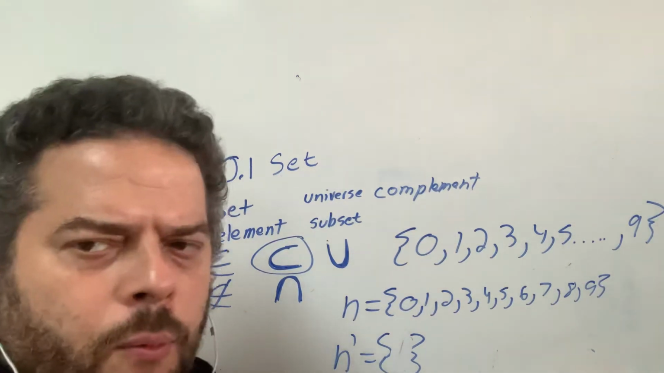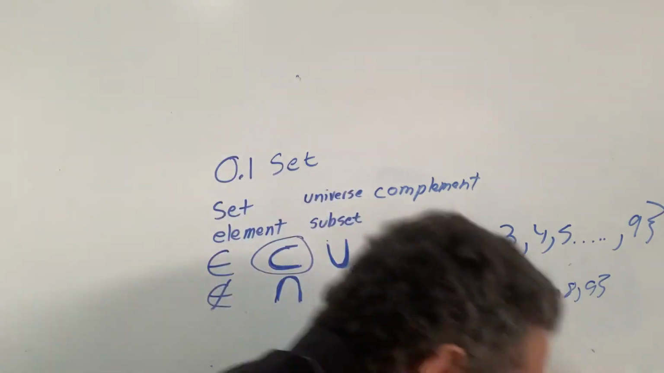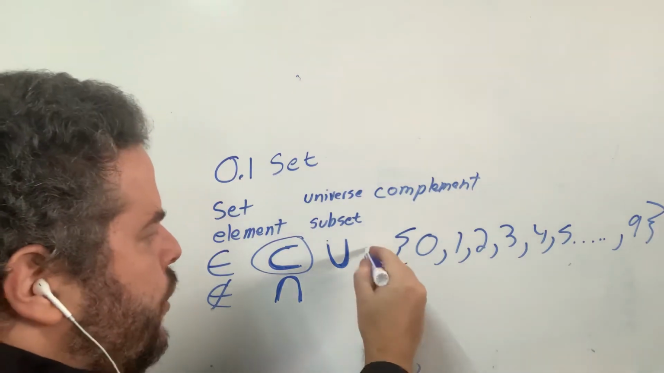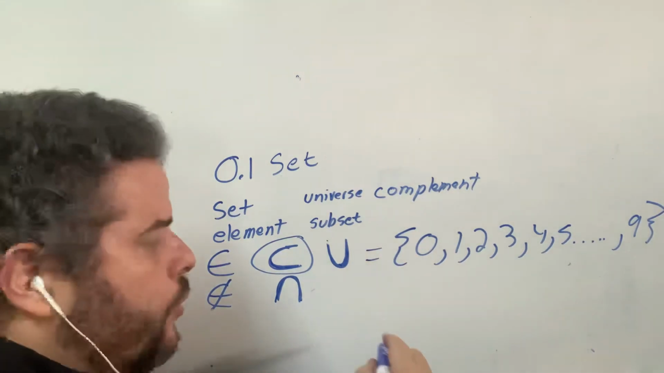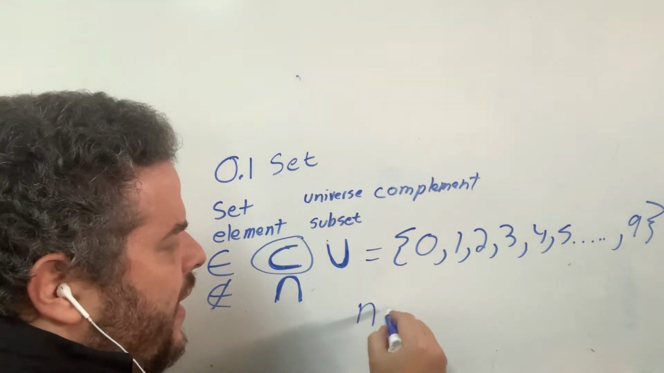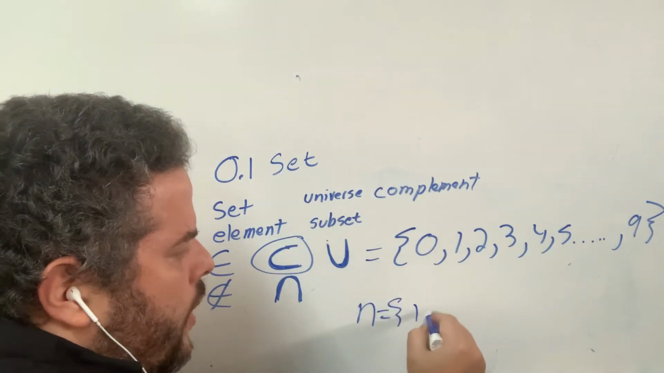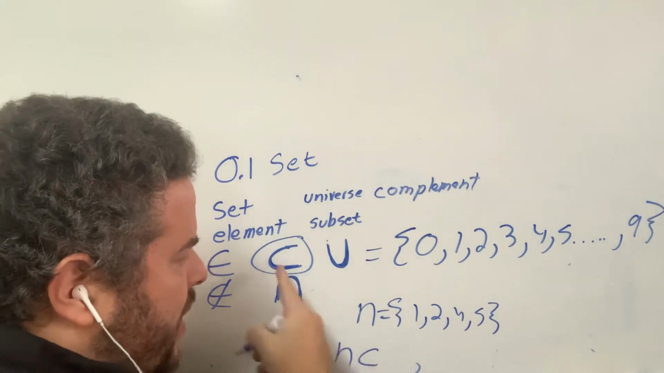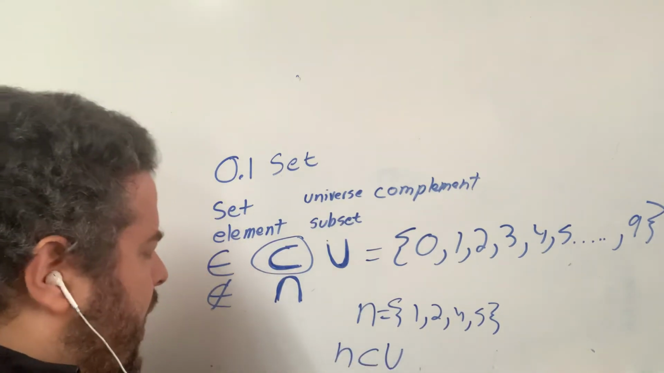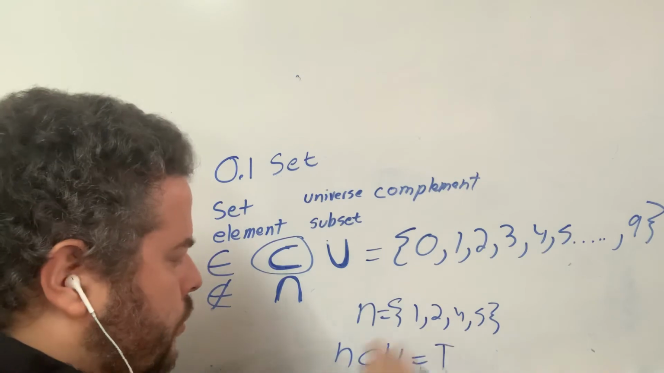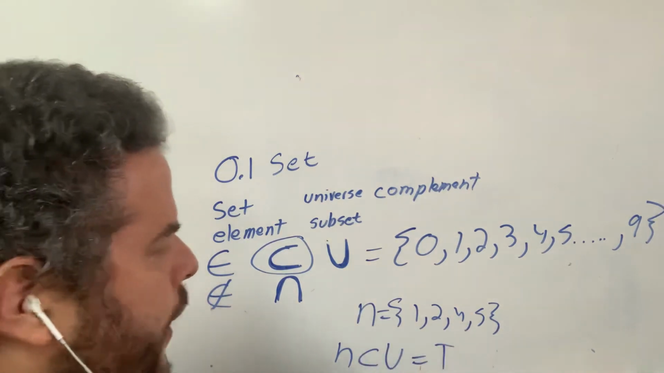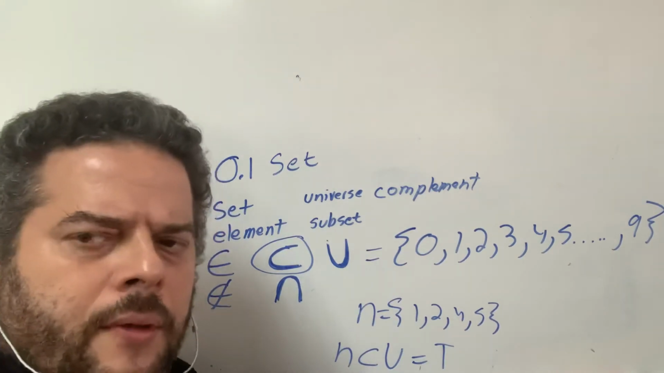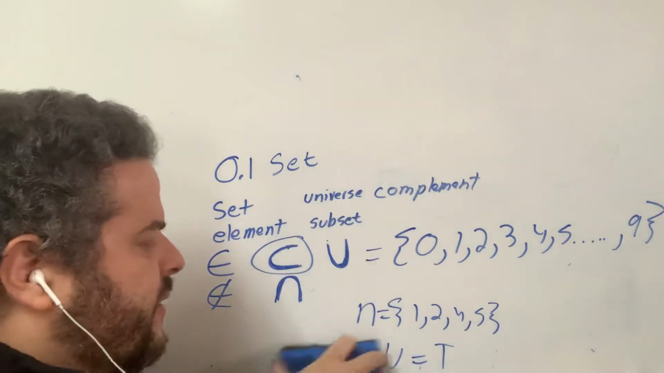Now, another way we can ask questions is, for example, let's use these exact same groups. This is the universe. If I were to ask you, is N, which is 1, 2, 4, 5, a subset of my universe? The answer will be true. Every set created using the elements in the universe will always be a subset of that universe. But let's create now different sets and let's see what happens.